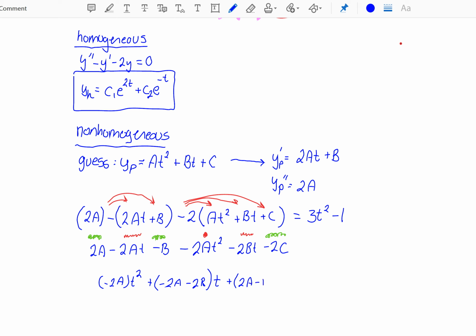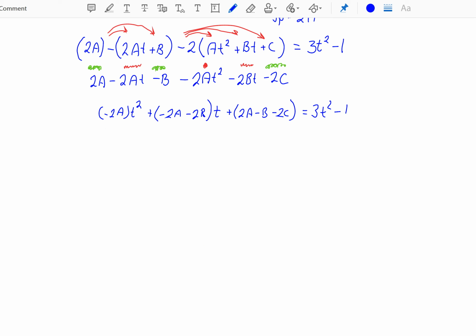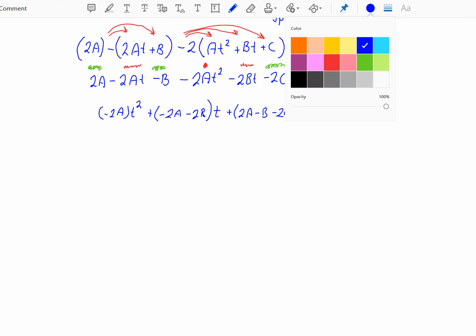(2a) minus b minus 2c. And somehow this all has to equal, again, the 3t squared minus 1 that we have on the right-hand side. What you'd like to notice, though, is that what is on the left is a second-degree polynomial with unknown coefficients that I put in parentheses. And on the right-hand side is a second-degree polynomial. And the only way that two polynomials are equal is if each of the coefficients are equal.